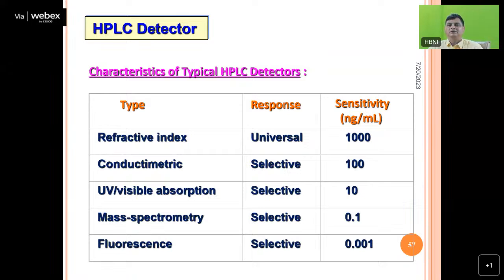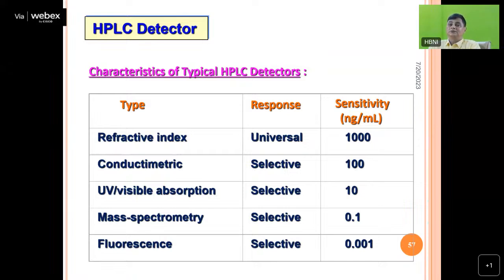We can use the refractive index detector, where the sensitivity is quite low, 100,000 nanograms per ml. We can use conductometry, which has a sensitivity of 100 nanograms per ml, whereas UV visible is about 10 and mass spectrometry 0.1. And the best and excellent one is the fluorescence detector attached with the HPLC, where we can have a sensitivity of 0.001 nanogram per ml.